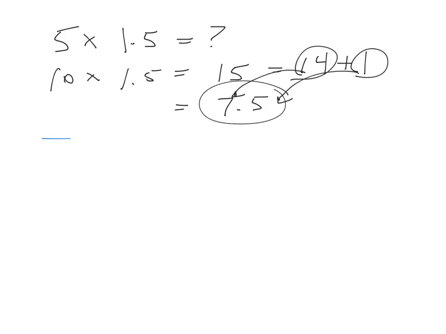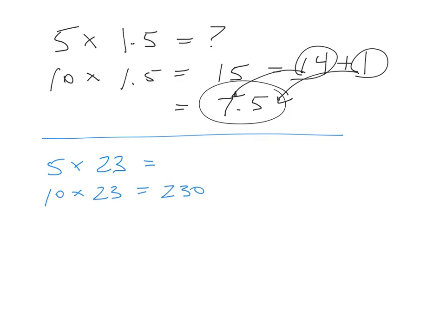Let's look at one more example. 5 times 23. A little bit more difficult. Can't figure that one out quite off the top of my head. So I can use 10. 10 times 23 is 230. And so half of 230 is 115. Use 10 to multiply by 5, and you will have a happy face.